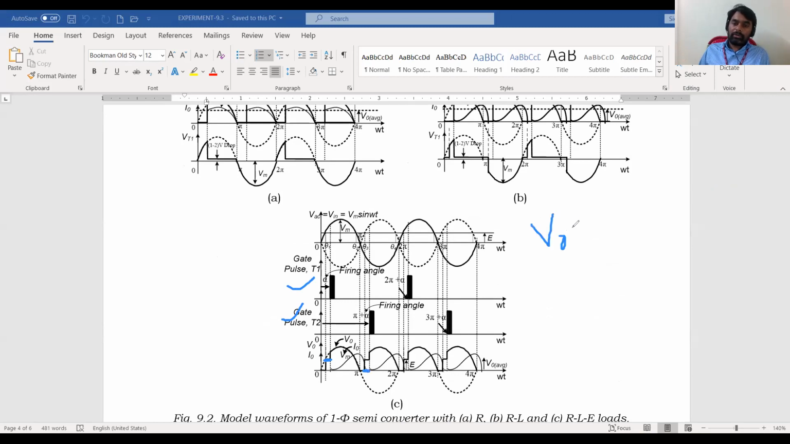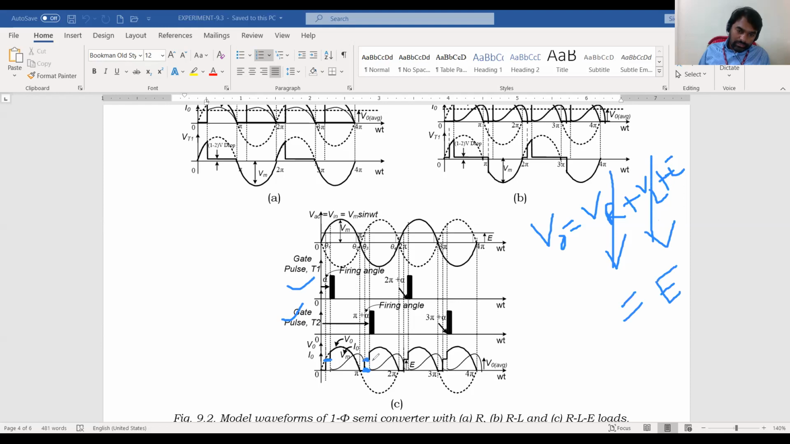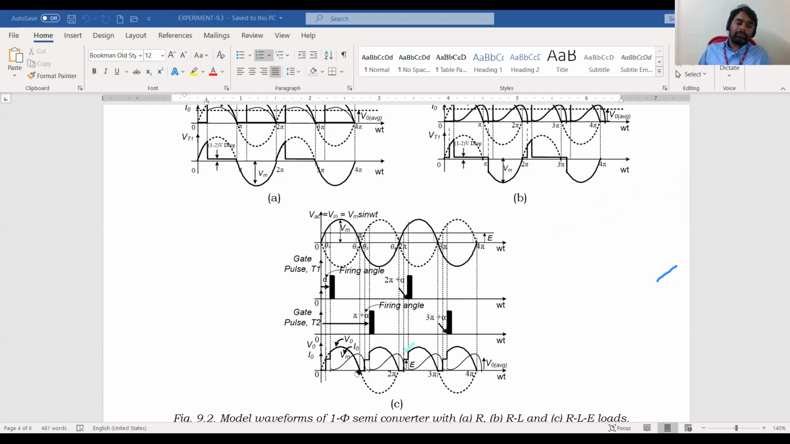And again, I am recalling, V0, I wrote it as voltage across resistance plus voltage across inductance plus battery voltage. So during the short interval where you are about to see the battery voltage, the output current equals 0. If there is no output current, VR will be 0, VL will be 0. You will get only the battery voltage. That is what you can see here. Wherever E magnitude is there, the output current during that interval is 0. So this is about the simulation of the half controlled rectifier at different types of load.